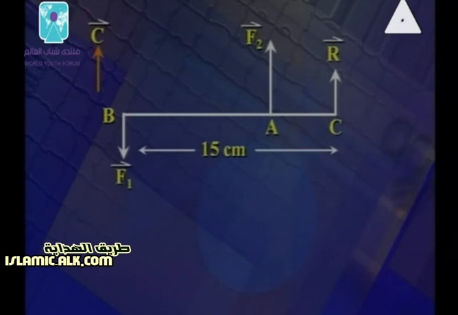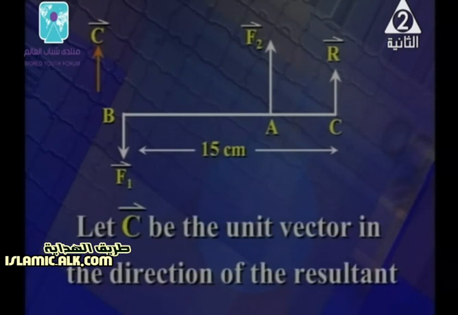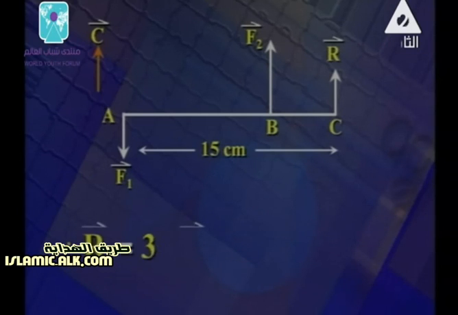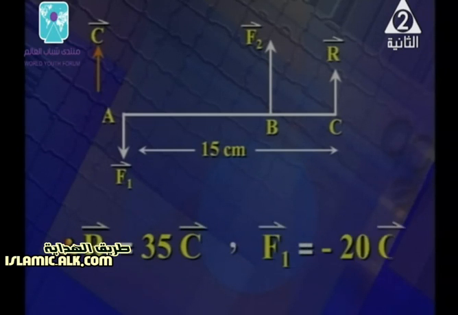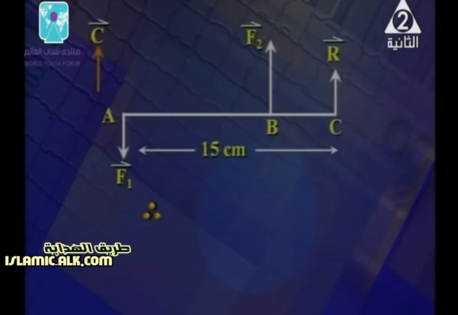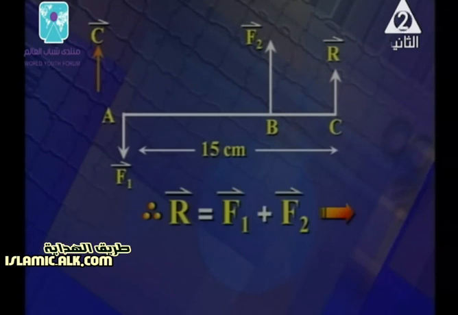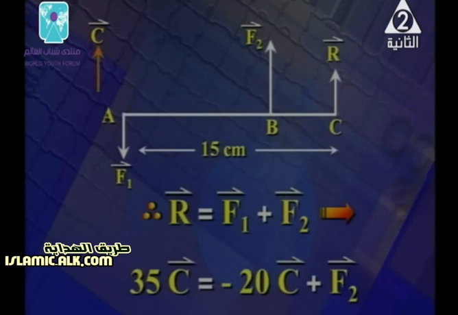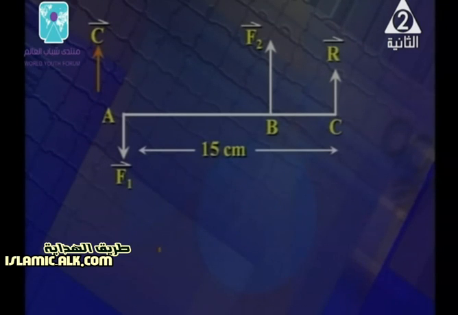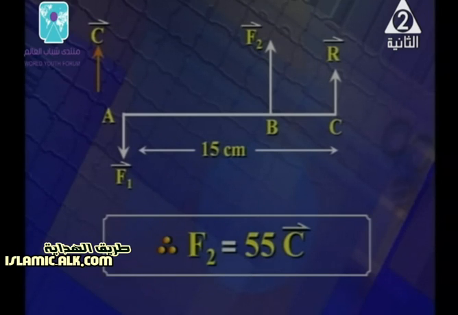Look at the second case: F1, F2 in the opposite direction. Remember, AC equals 15, and C is the unit vector in the direction of the resultant. Remember, the direction of R is the direction of the greatest force. Then R equals 35C, F1 equals negative 20C. Therefore, for F2, using R equals F1 plus F2 and substituting R equals 35C, F1 equals negative 20C, we find the value of F2 equals 55C.